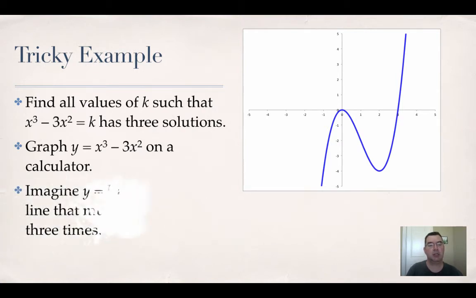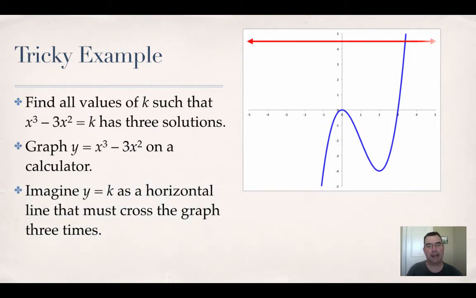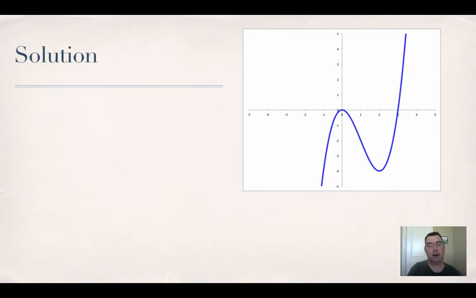All right. So I know that y equals k. That's the right-hand side. That's just a horizontal line that can travel anywhere across the entire graph. So I want to see where that horizontal line crosses that blue curve, and I want to see how many times it crosses. All right, so let's look at how I'm going to do this.